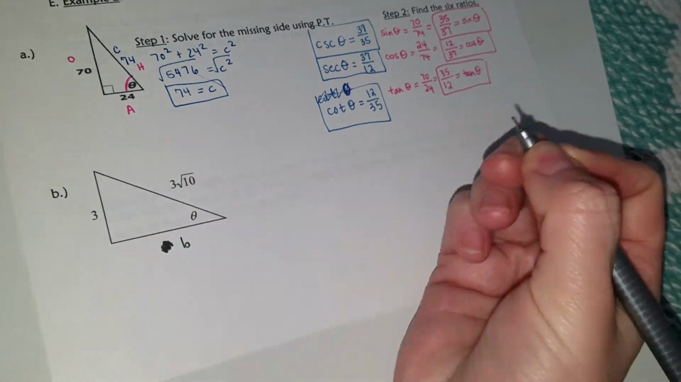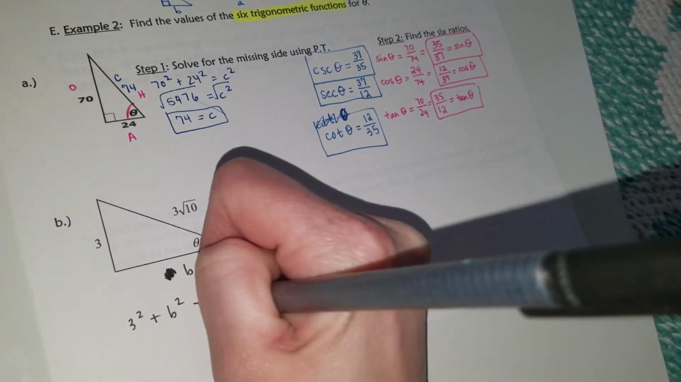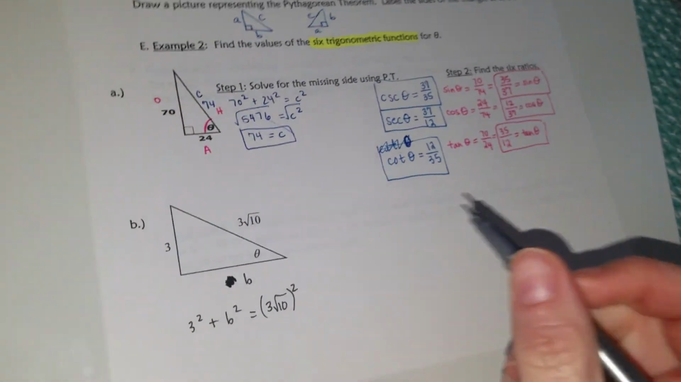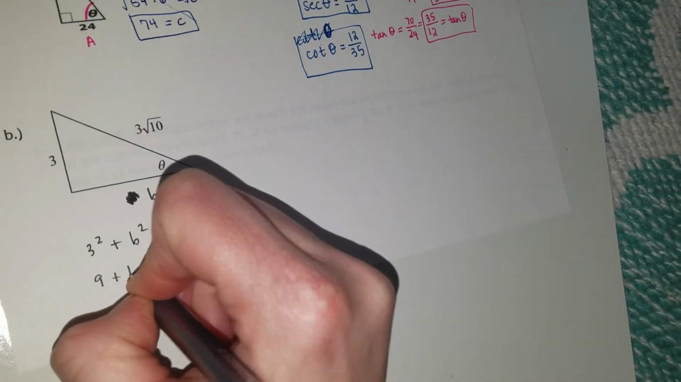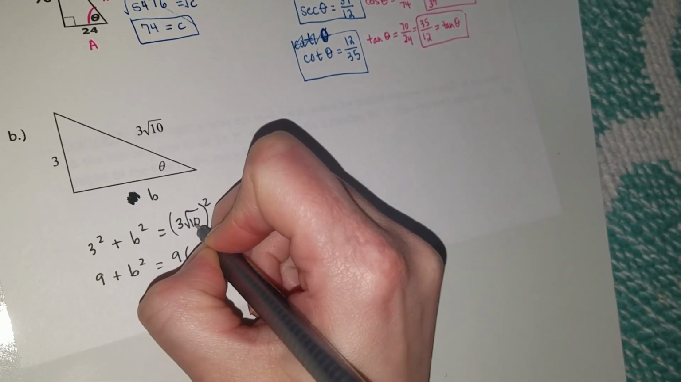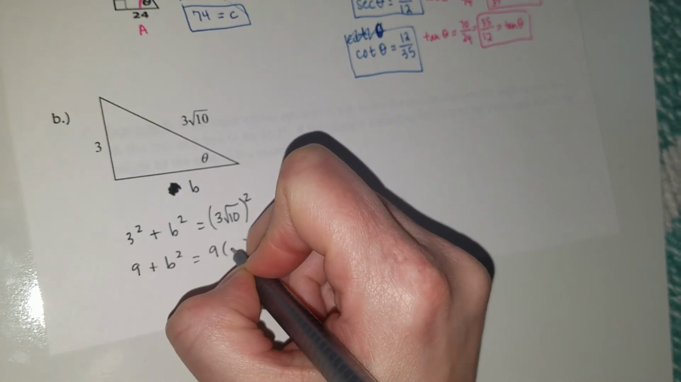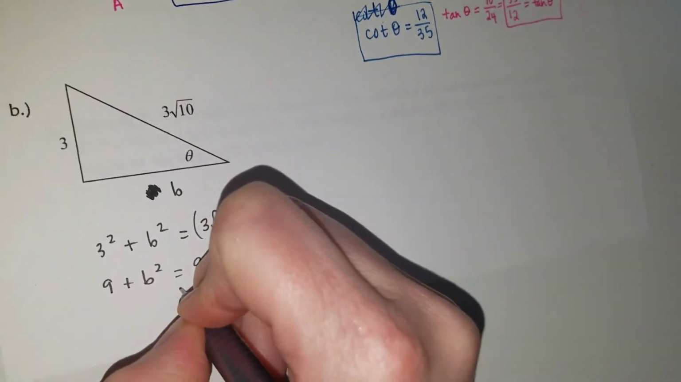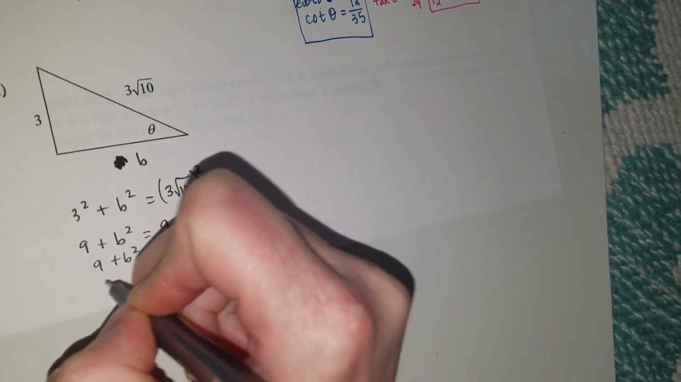I'm just going to call this B. So I have 3 squared plus B squared equals 3 root 10 squared. Oh no, I have to square and there's a square root. What do I do? Well, you just have to square the 3, which is 9. And then think about what happens. These are inverses, right? So when you have the square root and you square it, you'll just get 10. So it'll be 90. You can even check that with your calculator. So 9 plus b squared equals 90.